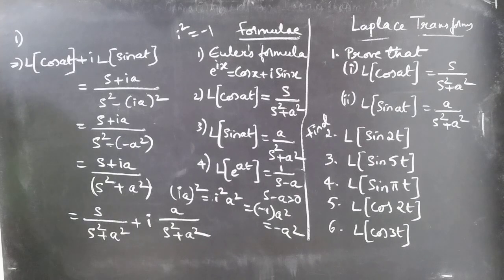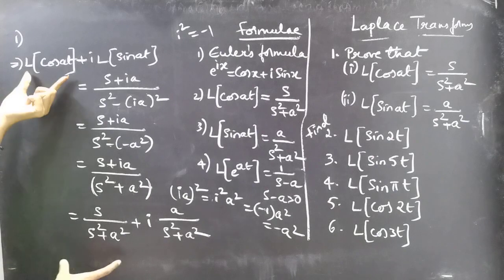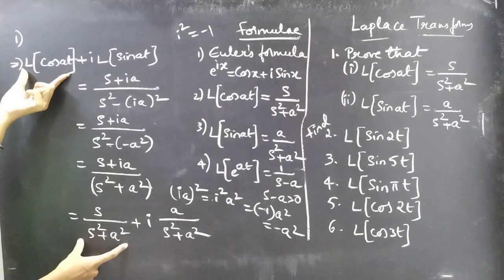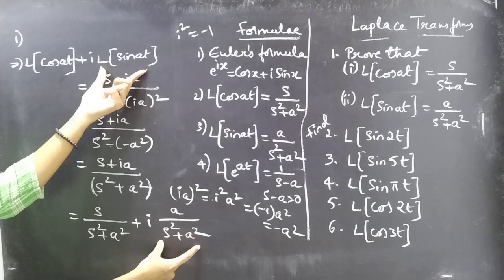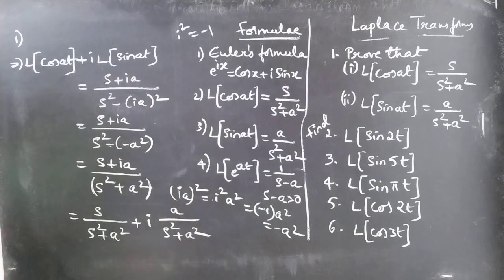Now equate the real and imaginary parts. By equating real part, we'll get L of cos at is s by s square plus a square, and by equating imaginary part, we'll get L of sin at equal to a by s square plus a square.